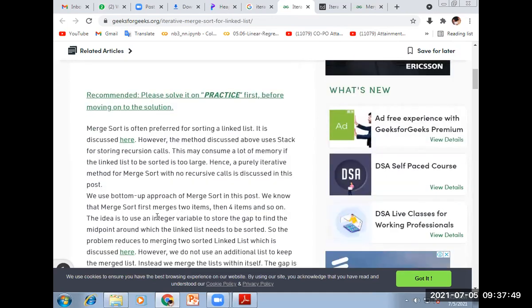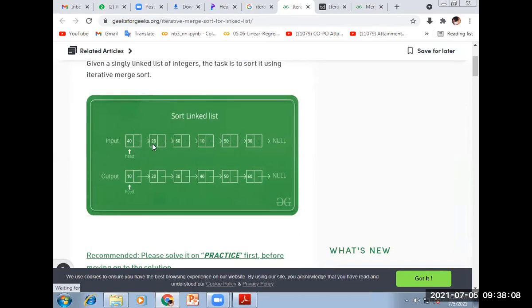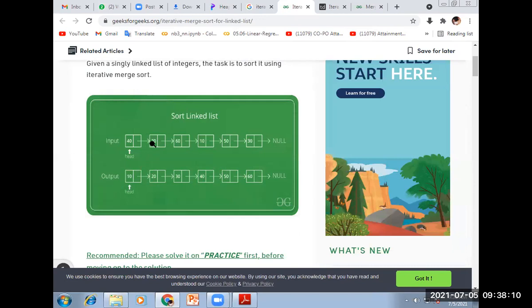We use the bottom-up approach for merge sort. The method first merges two items, then four and so on. That is what we call the iterative method. What does it have to do? First, it compares these two elements and stores them in order, then these two, and then these four, then these four. In this way, it compares iteratively and merges the elements. Now 40 and 20 are compared and merged. They are in ascending order.